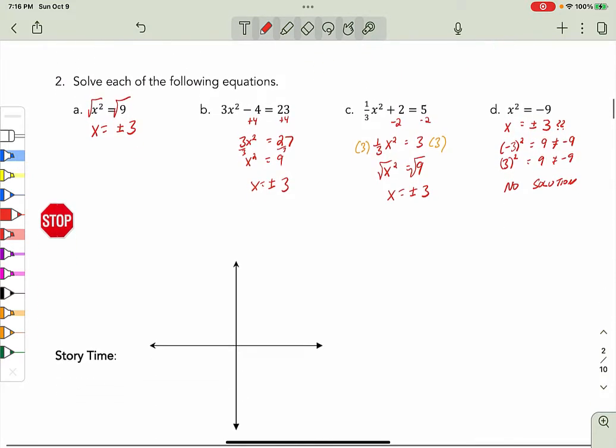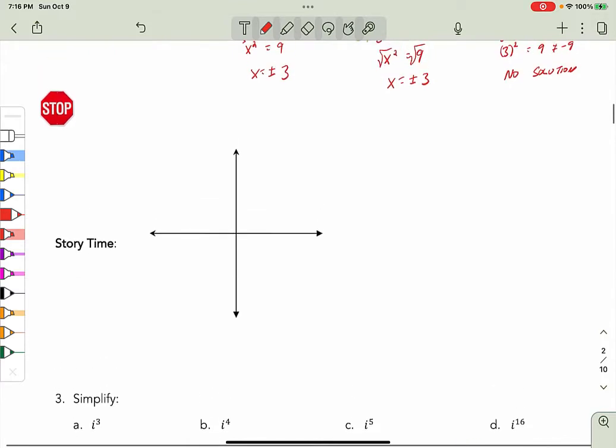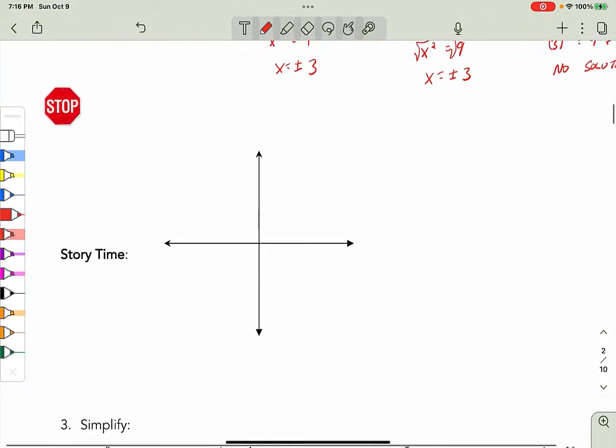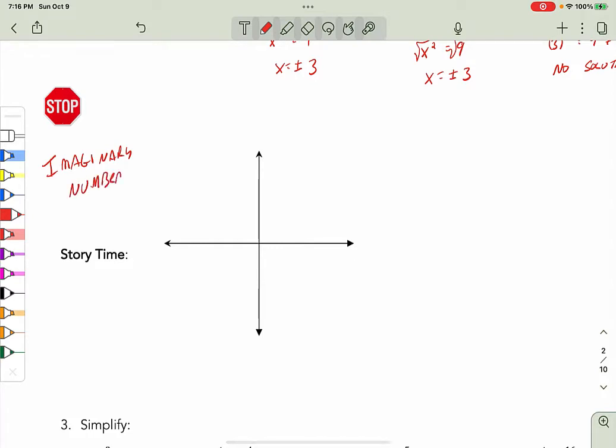simplifying basic equations. So let's go ahead and introduce, just briefly, the imaginary number I. So we have the imaginary number, and that equals I. And I equals the square root of negative 1. I squared equals negative 1. So that's how that works.